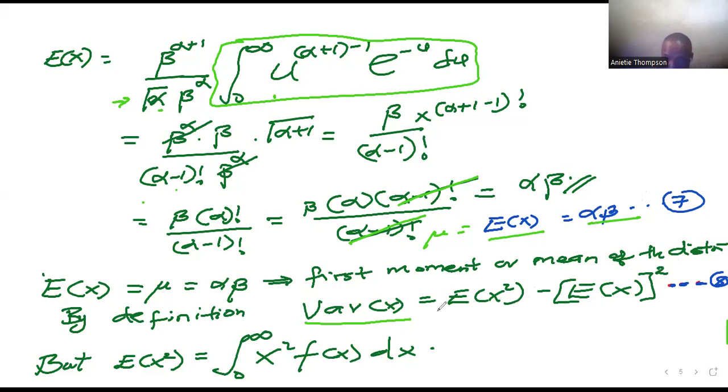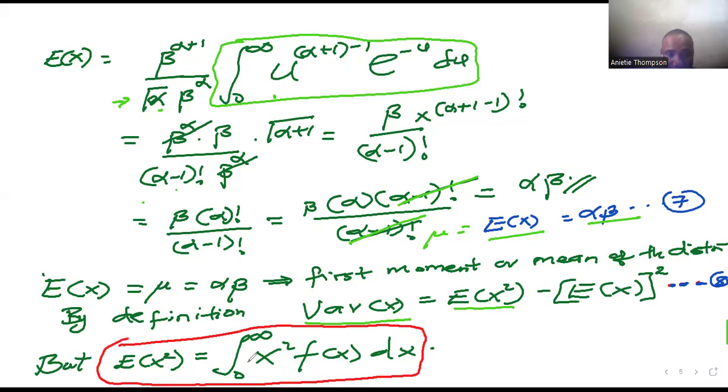And then all we need to do here in order for us to be able to find the value of the variance of x is to obtain the value of the expectation of x squared. That's the second moment. So we say that the expectation of x squared by definition, just like the expectation of x, is the integral from 0 to infinity, that is the limit of that domain, of x squared f of x dx.